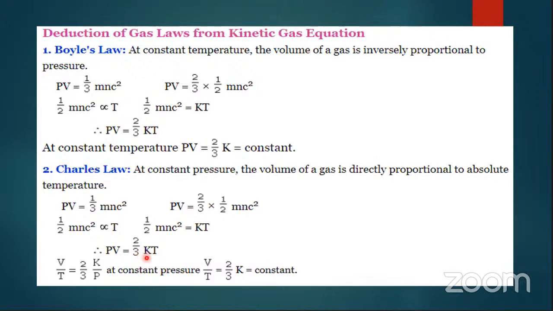So PV is equal to 2 by 3 KT. So which is constant in Charles law? Pressure is constant. So V by T is taken this side. The same equation derived here. V by T is taken and pressure is taken this side. So V by T is equal to 2 by 3 K by P. All these terms are constant. 2 by 3 is constant, K is proportionality constant, P is constant in Charles law. So V by T is equal to constant. So this is how Charles law is deduced.